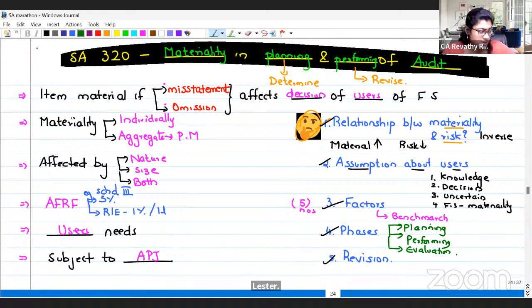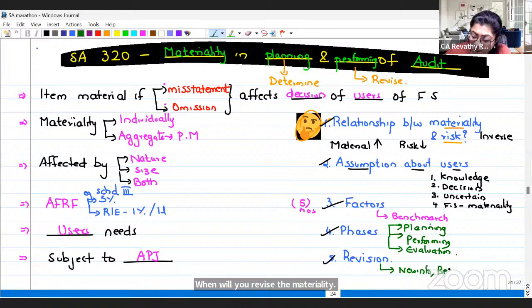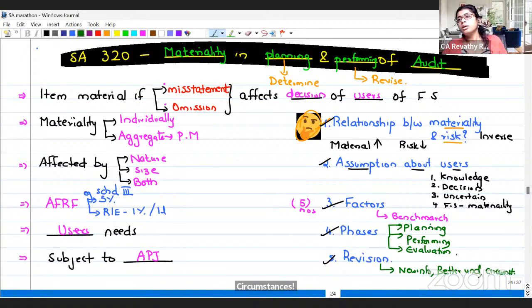When will you revise the materiality? Based on new information, better understanding, changes in circumstances. There is a sentence in your material. Trivial means irrelevant, small. The trivial word is there in SA 450. If the auditor becomes aware of a fact that would have caused the auditor to fix different materiality initially, the auditor would revise the materiality.